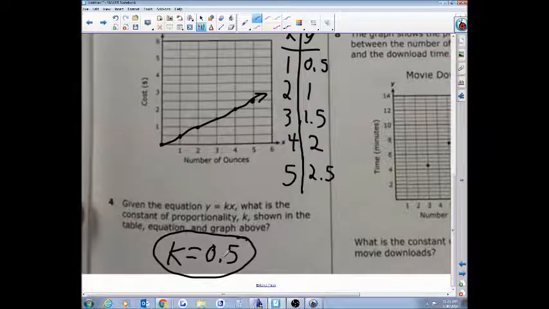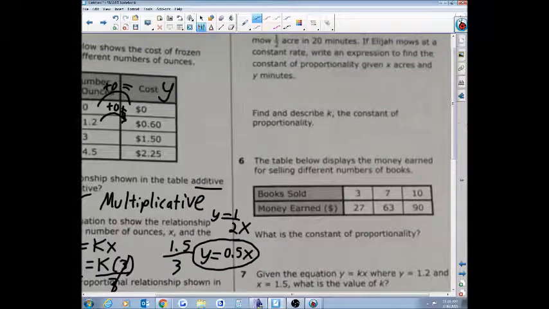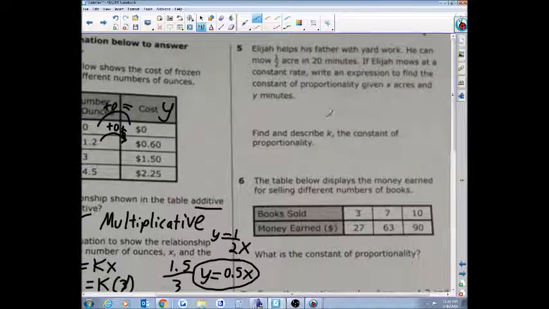It's what you multiply x by to get your y, or what you multiply your input by to get your output. Okay, number 5. Elijah helps his father with yard work. He can mow half an acre in 20 minutes. If Elijah mows at a constant rate, write an expression to find the constant of proportionality given x acres and y minutes. Okay, so we have x acres and we have y minutes. I'm going to put acres and minutes so I remember which is which.